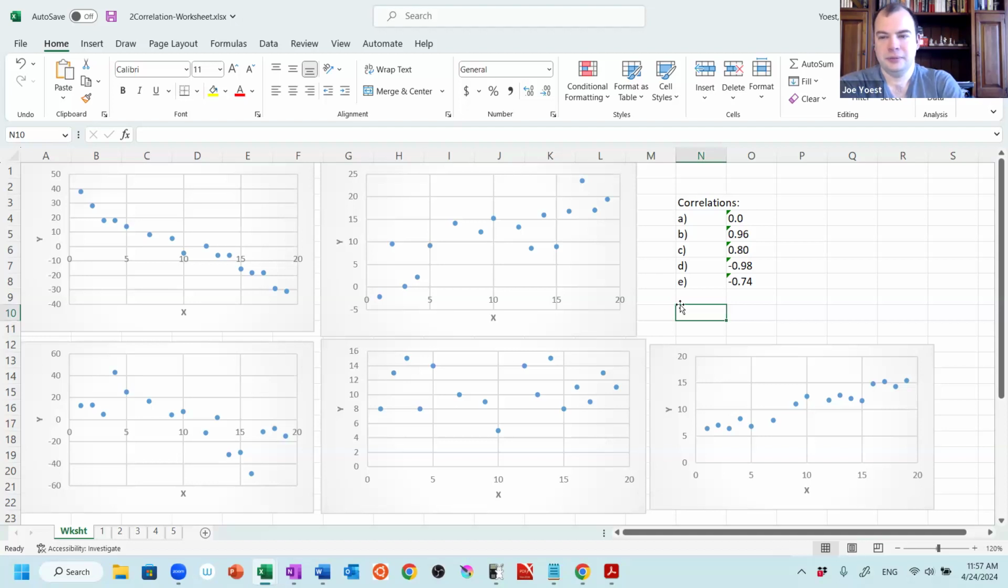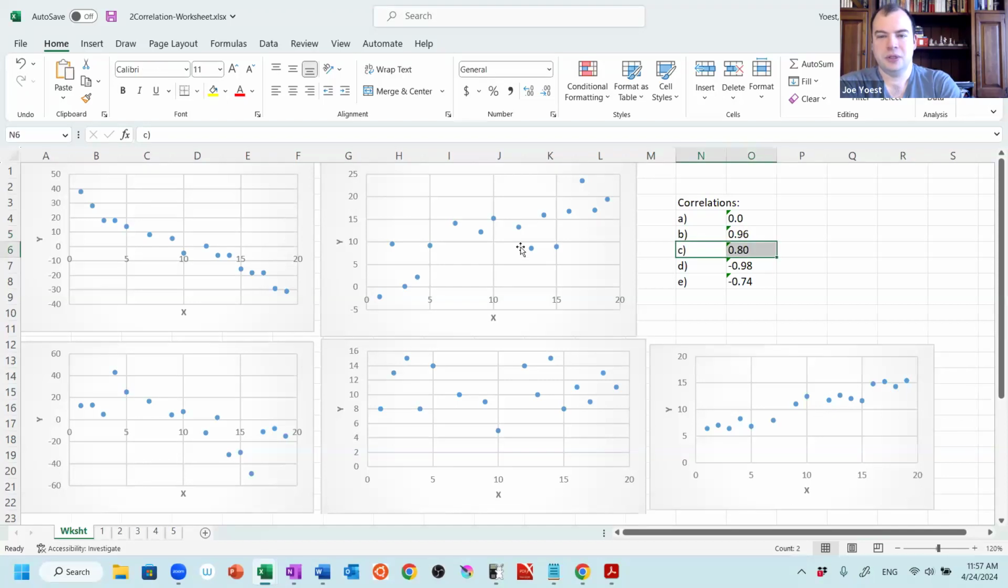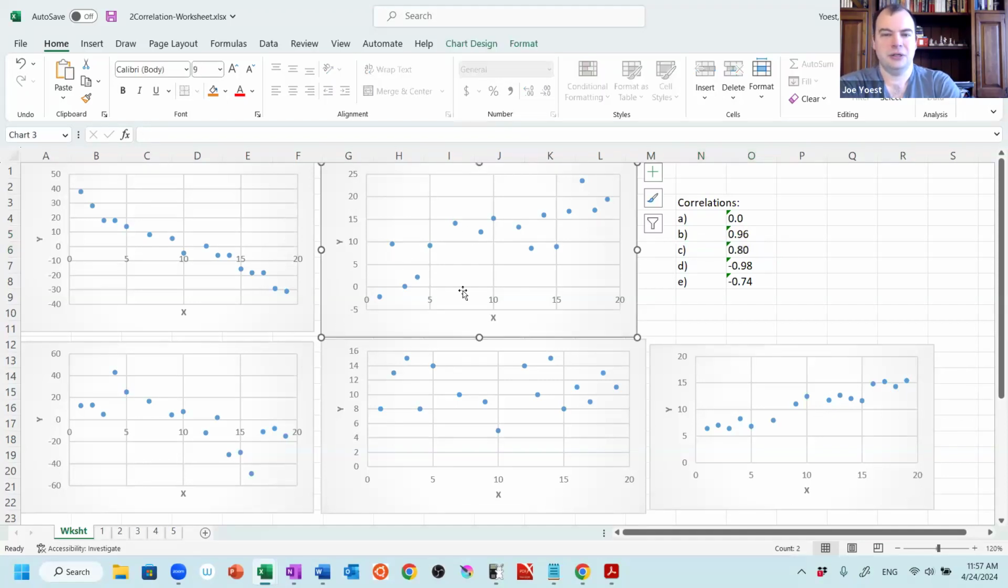So if I have a positive linear relationship, what does it mean to have a stronger linear relationship? It means that it looks more like a straight line. So the 0.96 is going to associate with the bottom right because that's very close to a straight line, where the 0.8 is going to associate with the top center because that's kind of like a straight line, but we do have some points here and there that deviate pretty substantially.